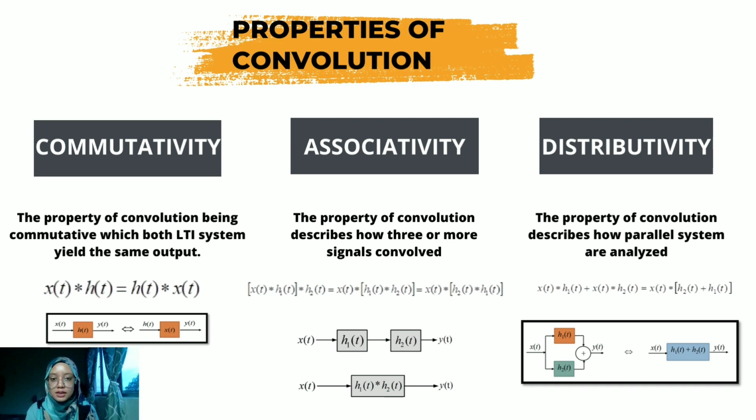The second one is associativity, a property of convolution that describes how three or more signals convolve. And the last one is distributivity. This property of convolution describes how parallel systems are analyzed. For example, x(t) convolved with h1(t) plus x(t) convolved with h2(t) is equal to x(t) convolved with the total of h1(t) plus h2(t).